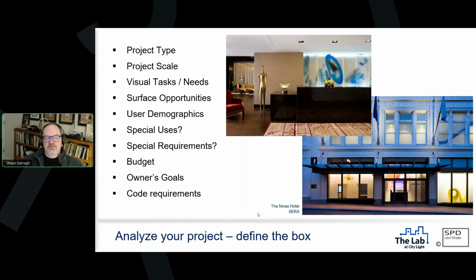What you really need to do is go through critically and analyze your project, right? What are the space types? What are the visual tasks? What are the needs? What are the surface opportunities? What are the demographics? I'm going to approach a K-12 school very differently than I'm going to approach a VA facility in, say, Spokane. So are there special requirements? What's the budget? Budget's a big one. What are the owner's goals? And you may need to define those owner's goals for them. They may not actually know. What are the code requirements?